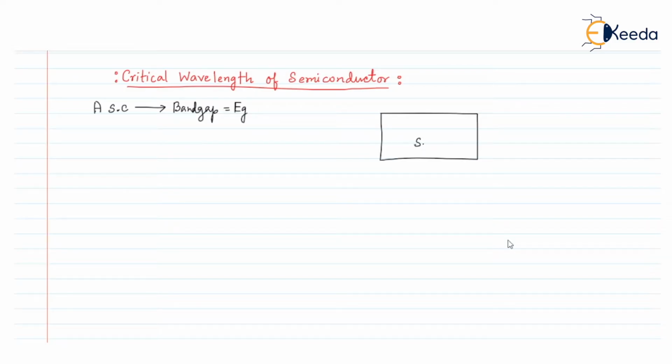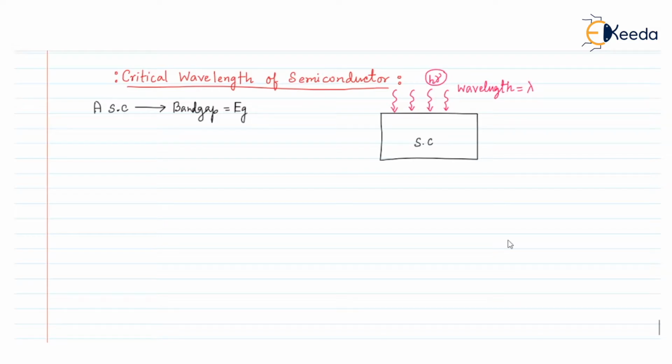In this semiconductor, let us assume that some incident light is there. That means some amount of light is incident on this semiconductor, and the light consists of photon particles which have energy of h nu each. And let us also assume that the wavelength of the light is lambda.